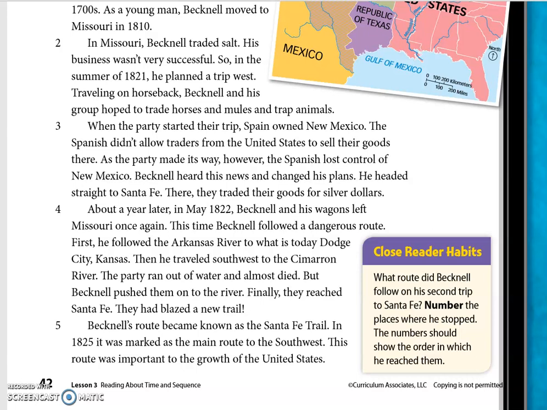Then, that's signifying that this is the second thing to happen. He traveled southwest to Cimarron River. Put a tiny 2 beside that one. Finally, they reached Santa Fe. Put a tiny 3 beside that sentence. That would be the order in which his route took place.